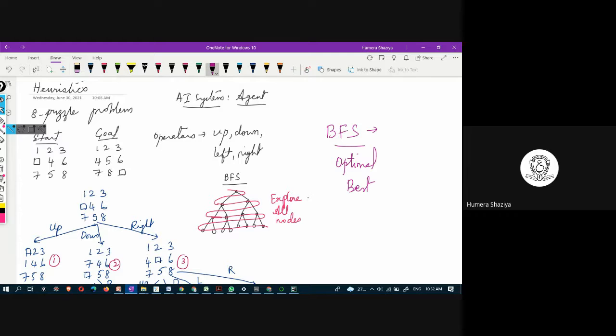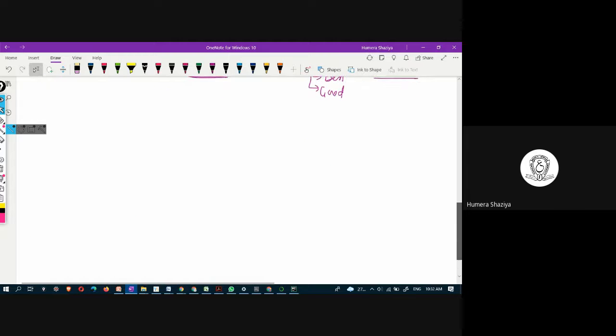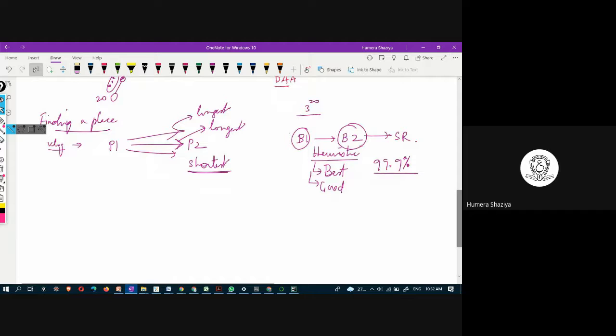But to get the best, you can't spend so much time and space. You have to go for the other method of solving problems, which is the heuristic search technique. Let us look at that. How does it work?